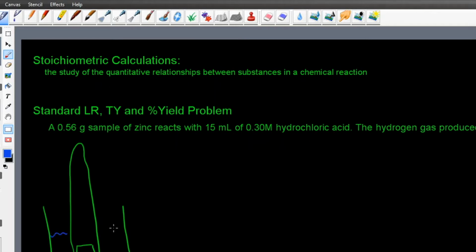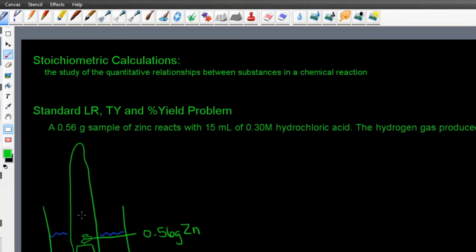So this is full of water. Let's see, we've got a sample of zinc down in here. Okay, that was supposed to be green. Try again. Green. Okay, so here's my chunk of zinc. So this is a 0.56 gram chunk of zinc.